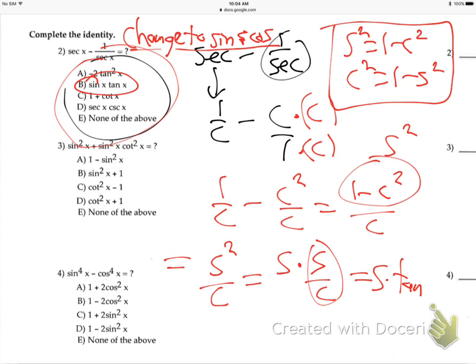So change to sine and cosine right away. And then common denominator, and then it comes together. All right, I'll move on.